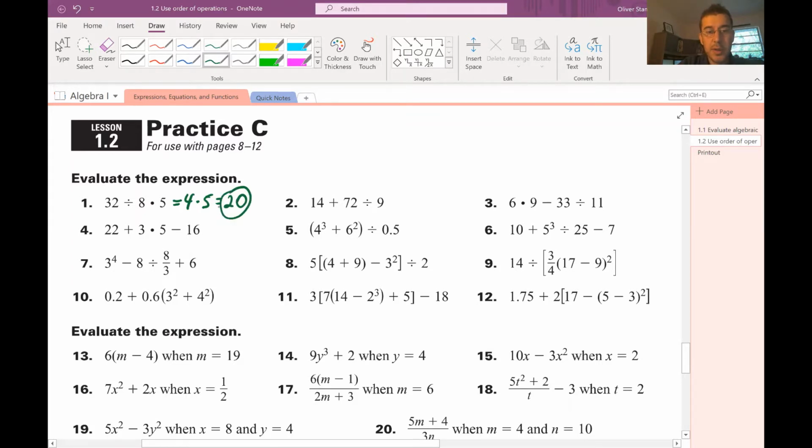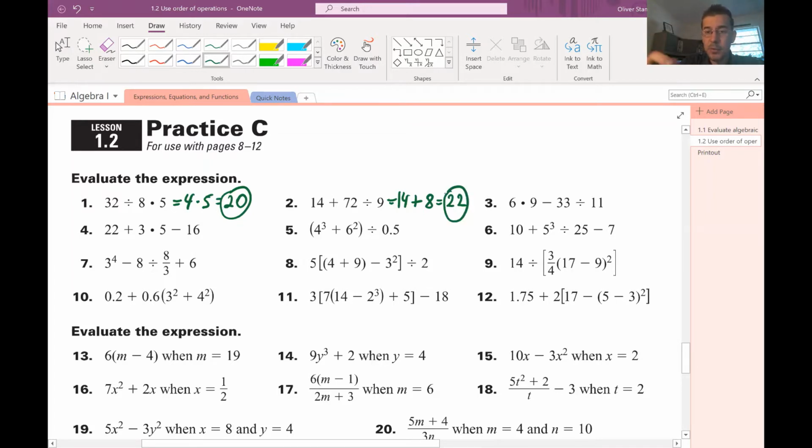Number 2, we have 14 plus 72 divided by 9, addition and division. We do division first, so we do 72 divided by 9, which is 8, right? Because 8 times 9 is 72. So 14 plus 8 is 22. That's the solution for 2.